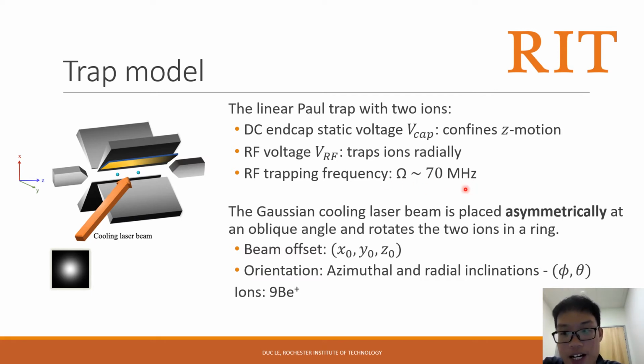So the two ions can be trapped in place by the point trap, but we also want to do other things with them as well, like to rotate them. So to do that, we will shine a laser beam onto the two-ion system. The beam will be offset at the position x0, y0, and z0, and it will also be oblique, characterized by the azimuthal and radial inclinations phi and theta. And finally, the ions we are using in our experiment are beryllium plus ions.